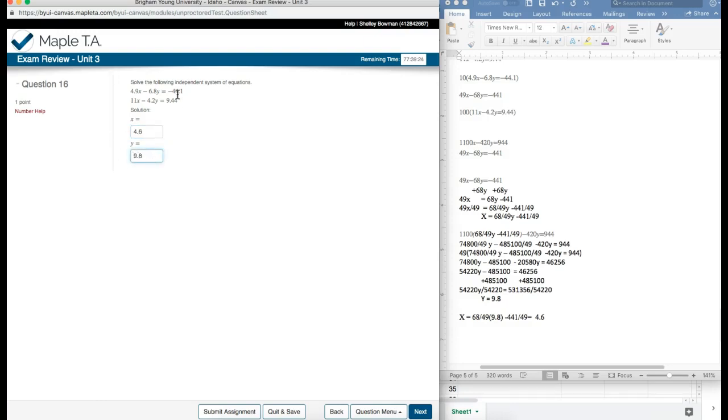And because the question was starting with decimals, the answer will also end with decimals. So that's another tip to follow: if this is in decimals, your answer will be in decimals. If it's in fractions, then we're looking for fractions in the answer. All right, that's the end of question number 16.